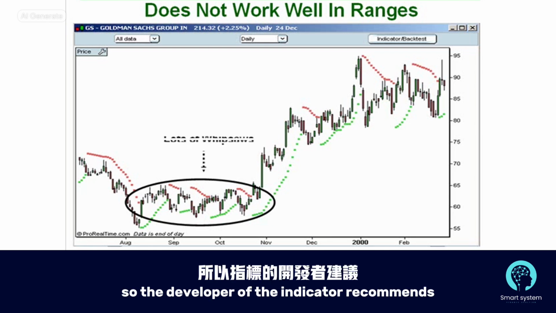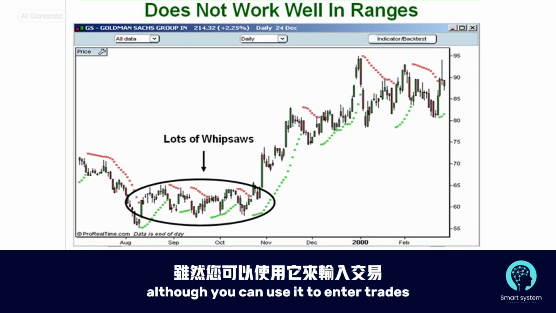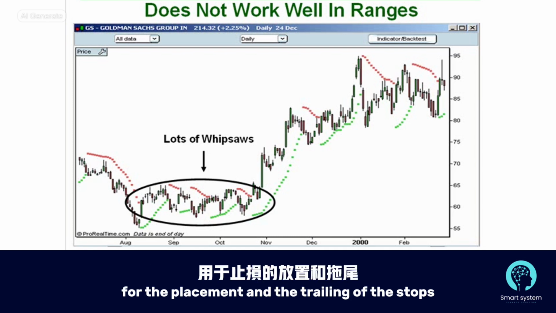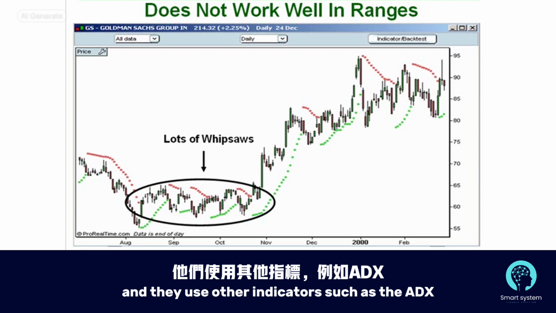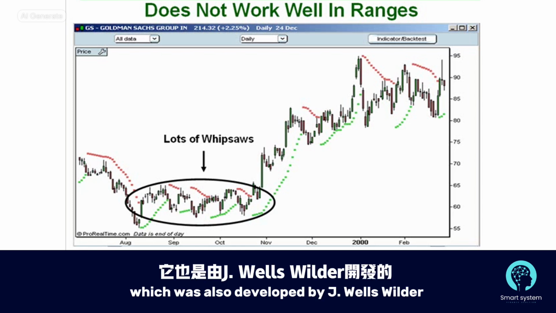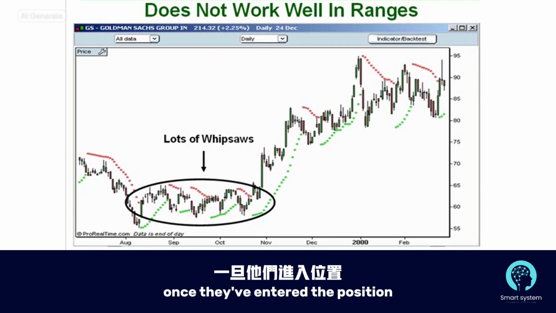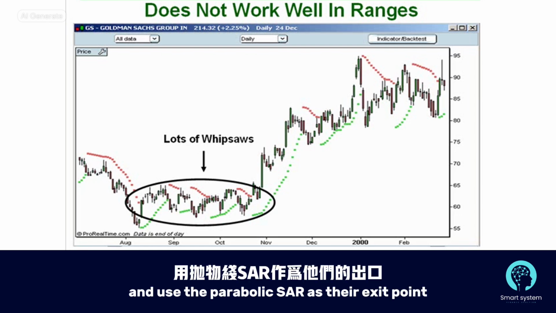So the developer of the indicator recommends, although you can use it to enter trades, using it, and most traders use it, for the placement and the trailing of the stops, and they use other indicators such as the ADX, which was also developed by J. Wells Wilder, to identify the trend once they've entered the position, then to trail their stop up, and use the Parabolic SAR as their exit point.